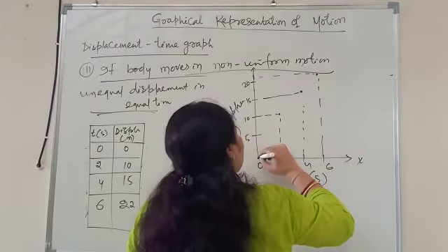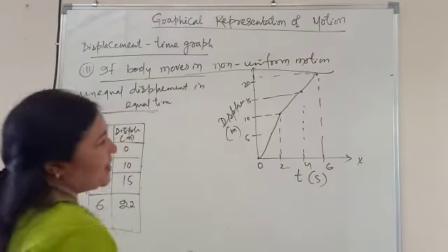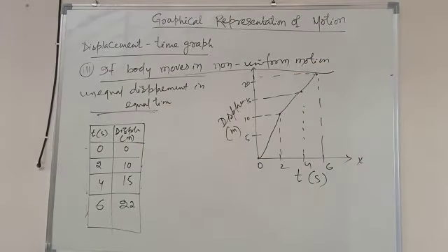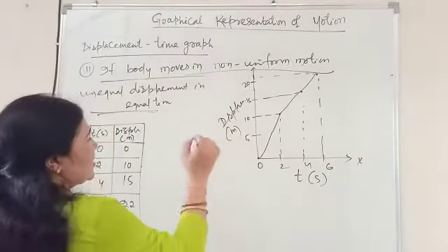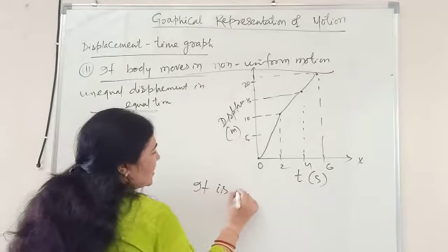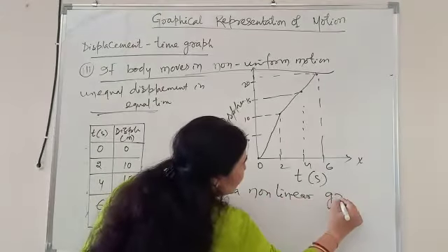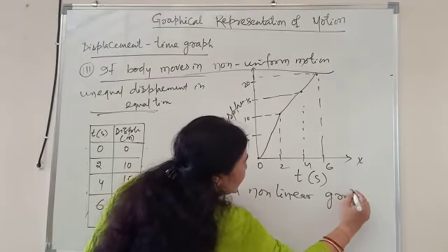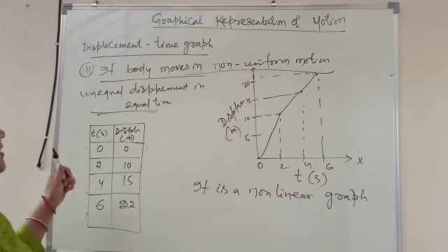So you see that the graph you get here will never be a straight line, but you will get a curve. So in case of a body in non-uniform motion, the characteristic of this graph is that it is a non-linear graph. Or you can say it is a curve. So that is the displacement time graph we have discussed in all the three cases.